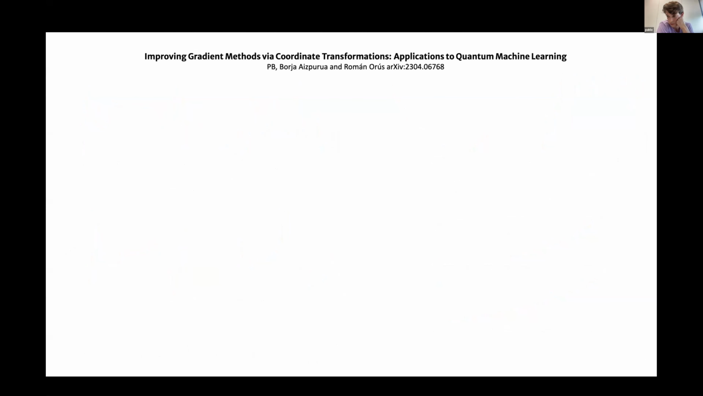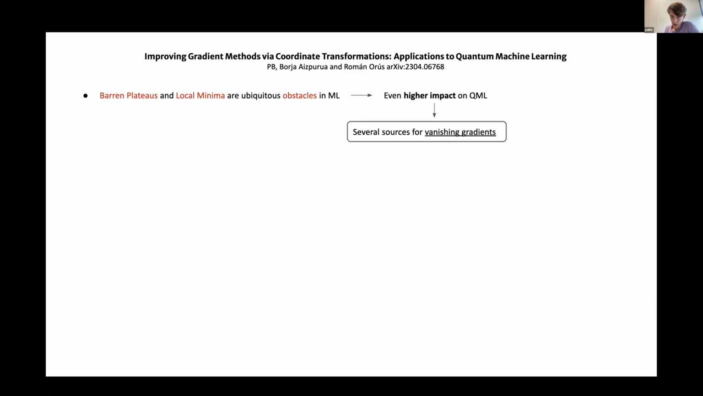I will now enter my latest release: a paper submitted to arXiv a week ago or so that deals with improving gradient methods via coordinate transformations, with certain applications to quantum machine learning. As I said in the very beginning, there are two main obstacles in machine learning, which are barren plateaus and local minima. These are even more important for quantum machine learning.